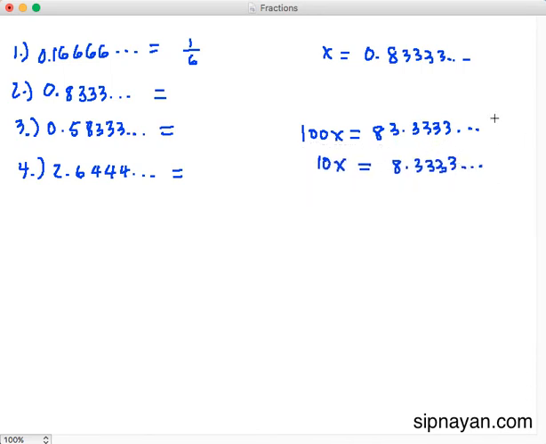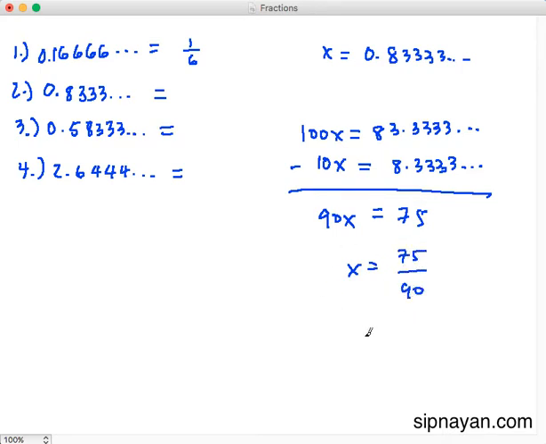The idea is to create another number from here na dapat may 0.33. Itong dalawang to, pareho sila kasi pag nag-minus tayo makakancel na siya, mag-zero yan. So okay, we have 90x equals, what is 83 minus 8? That's 75. And x equals 75 over 90.